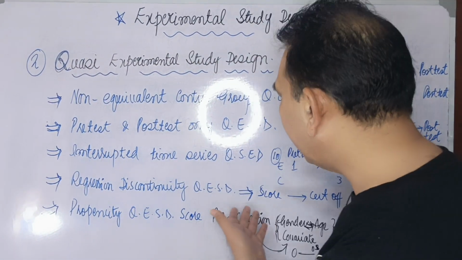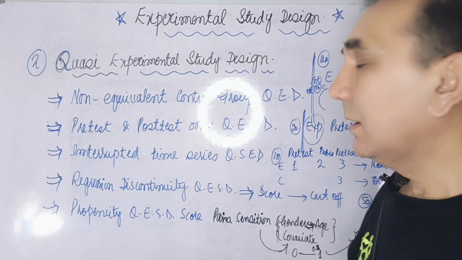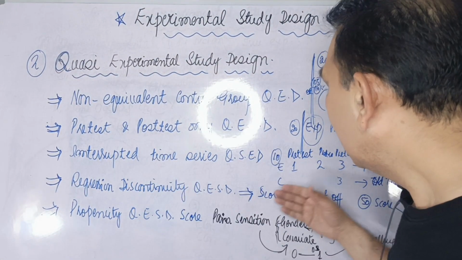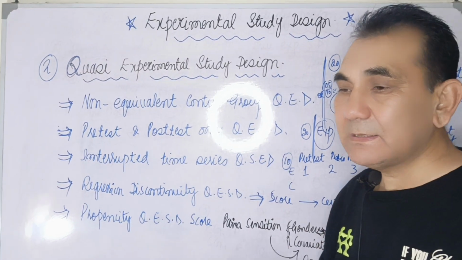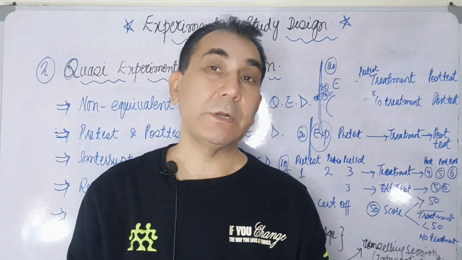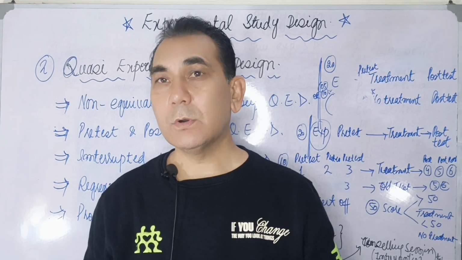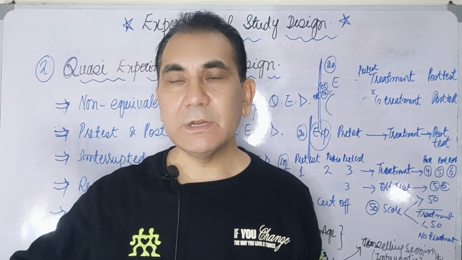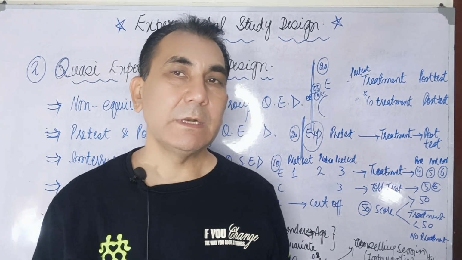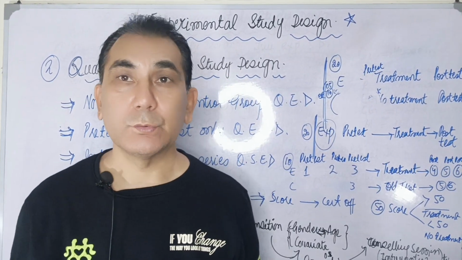Now the fourth type is the regression discontinuity quasi-experimental study design, in which the researcher sets cutoff values or cutoff scores. If a participant scores more than 50, he will be eligible for the intervention. Those who score less than 50 will not be eligible for the treatment group, but maybe for the control group.